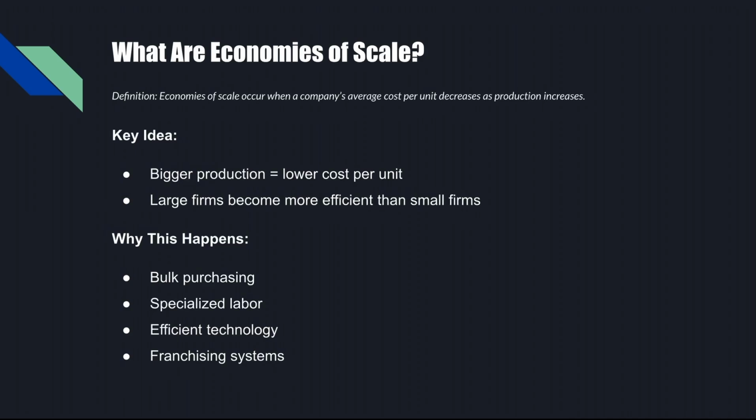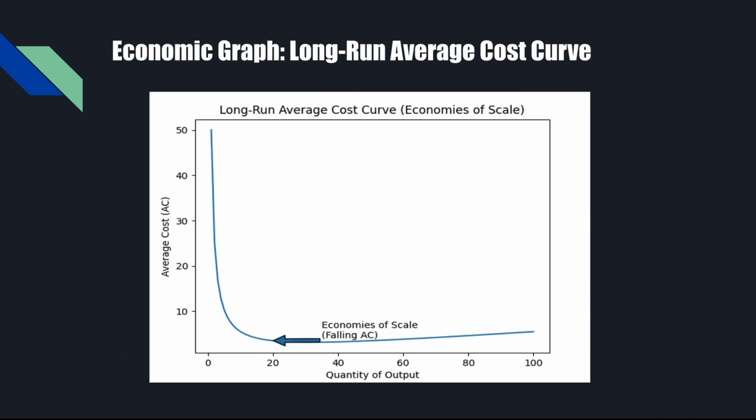First, large firms can purchase inputs in bulk, which lowers the price of materials. Secondly, they can use specialized labor and more efficient technology. And third, large companies can spread fixed costs like equipment, buildings, and management across more units of production. Because of these advantages, large firms often operate more efficiently than smaller firms.